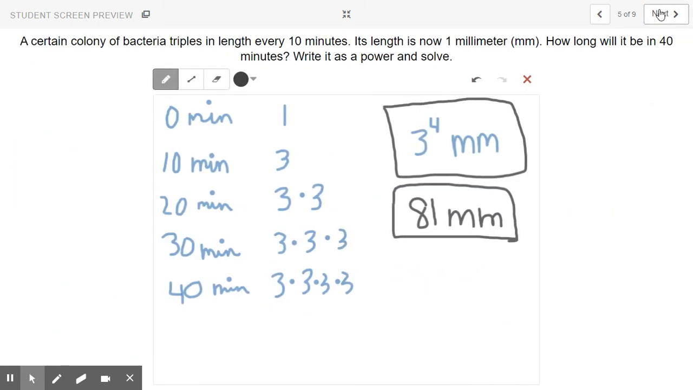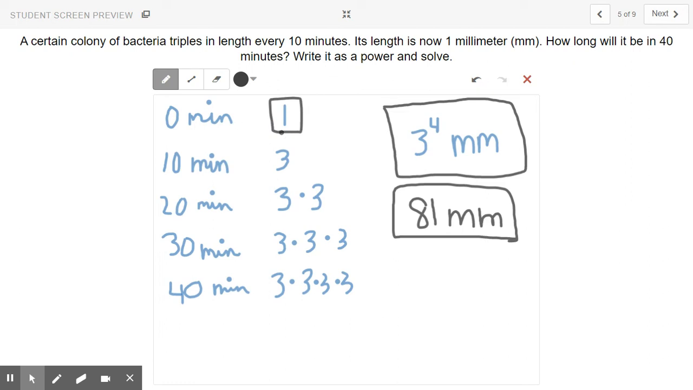A certain colony of bacteria triples in length every 10 minutes. Its length is now 1 millimeter. How long will it be in 40 minutes? Write it as a power and solve. So when they say that right now it's at 1 millimeter, but every 10 minutes it'll triple, what they're saying is that right now means at 0 minutes. At this moment, it's at 1.